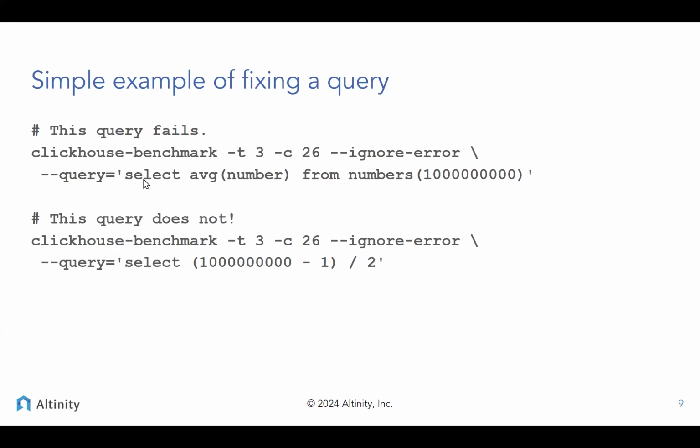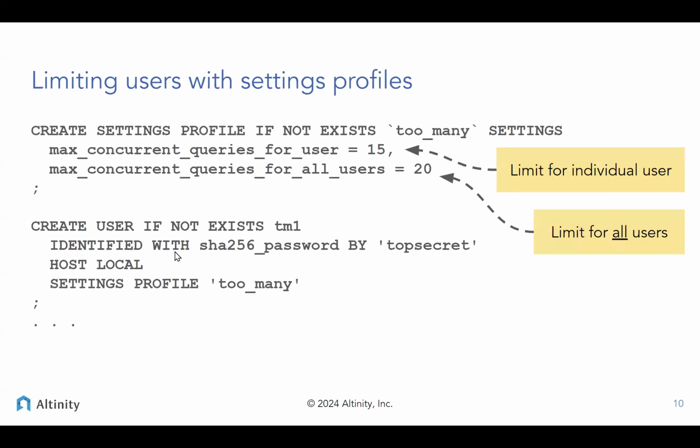Well, of course, I could just take a step back, and if I really want to calculate the average for that series, I could just do it analytically with this closed expression, a billion minus one divided by two, that gets me my average. This is, of course, a silly example, but it does illustrate the fact that by thinking about a query differently, it'll run much faster. Let's look at limiting users.